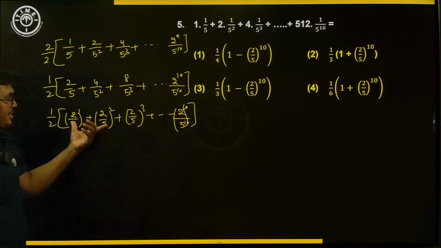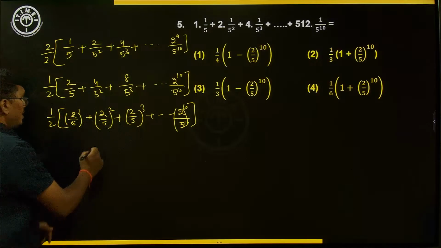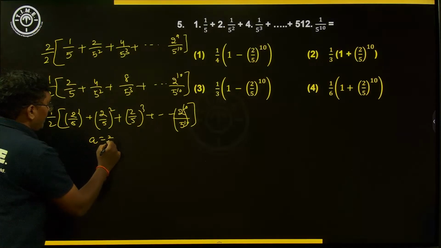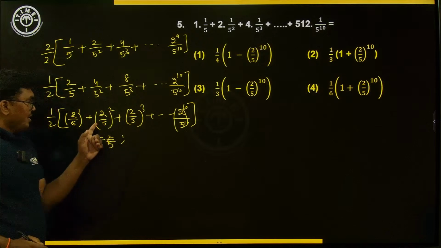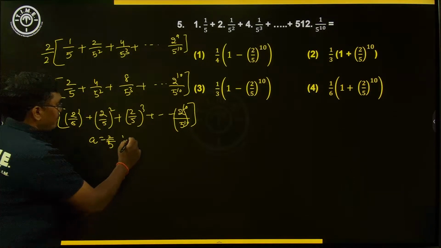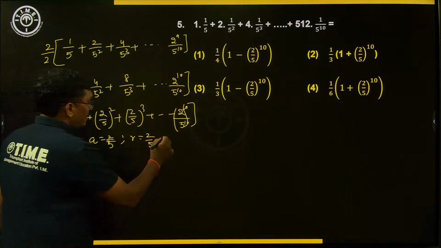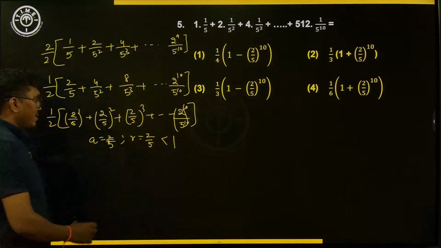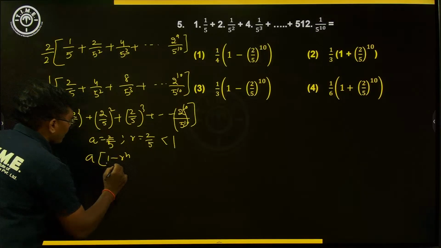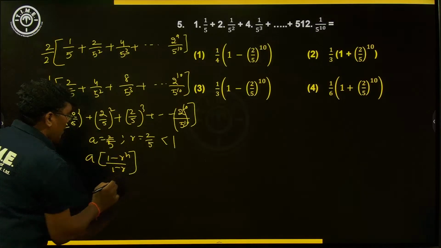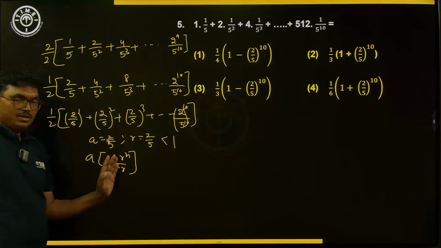If you observe this series, it is in geometric progression. Here the first term a is 2 by 5 and the common ratio is also 2 by 5, r equal to 2 by 5. Here r is less than 1, so the formula is a into 1 minus r power n by 1 minus r. If r is greater than 1, r minus 1 comes first; if r is less than 1, 1 minus r comes.